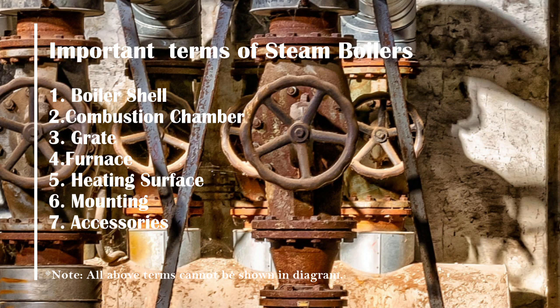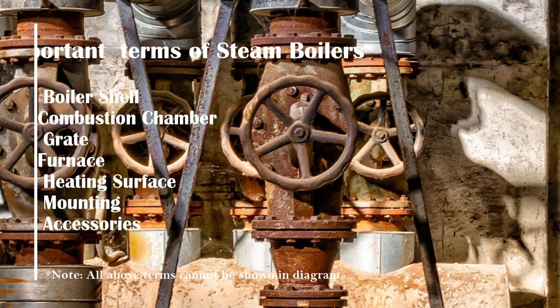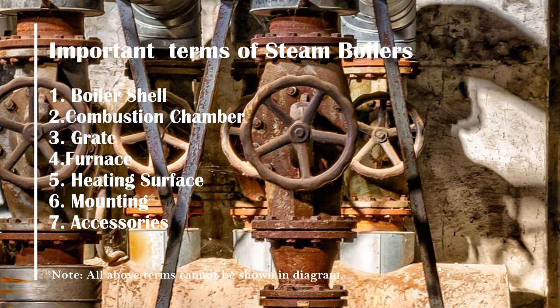Mountings. These are the fittings that are mounted on the boiler for its proper functioning. They include the water level indicator, pressure gauge, etc. And accessories. These are the devices which form an integral part of the boiler but are not mounted on it. They include the superheater, economizer, etc.